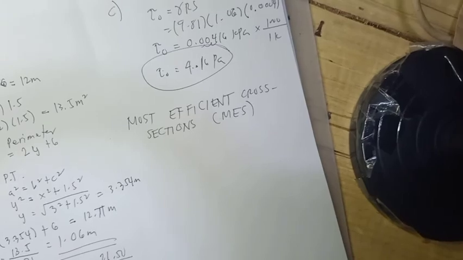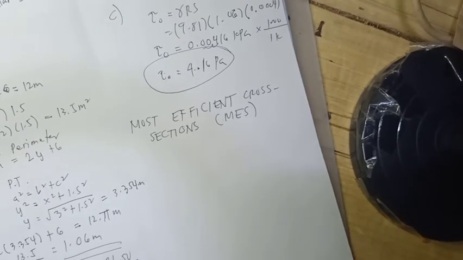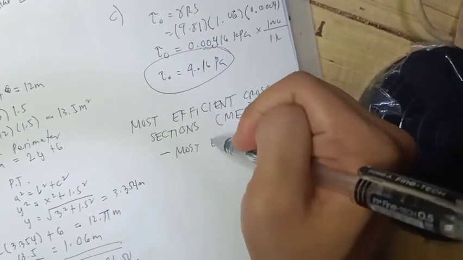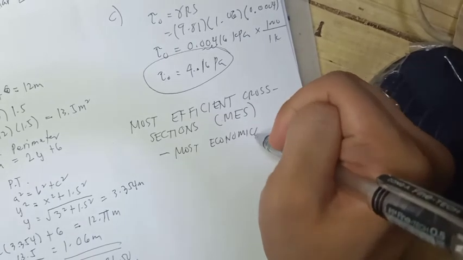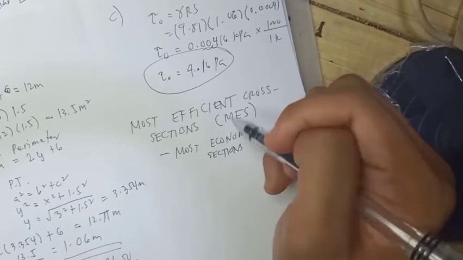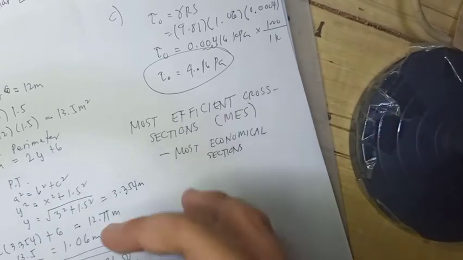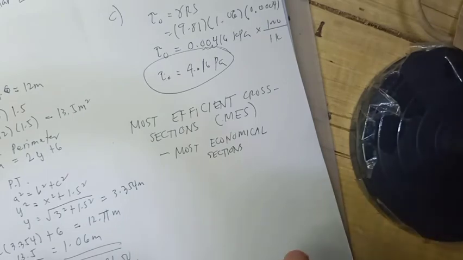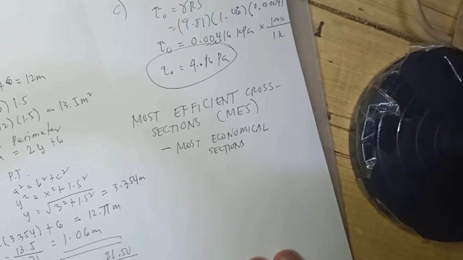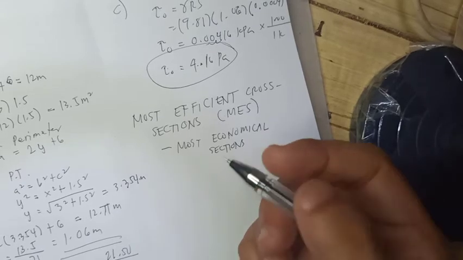The next topic is the most efficient cross-sections, also called the most economical sections. For a given slope S, channel cross-sectional area A, and roughness coefficient n, the rate of discharge is a maximum. Let us suppose that you are required to design a rectangular canal to have a cross-sectional area of 8 square meters. What are the possible dimensions?